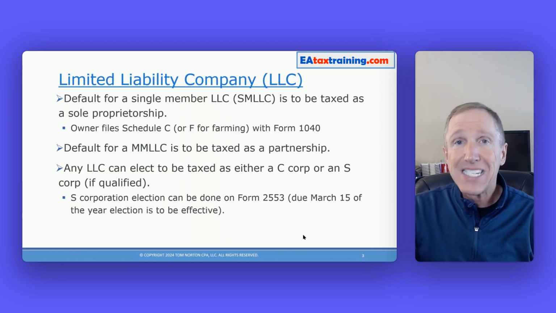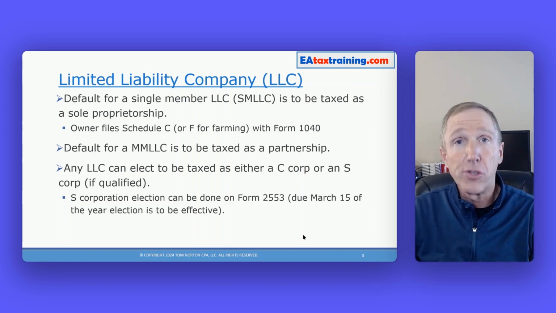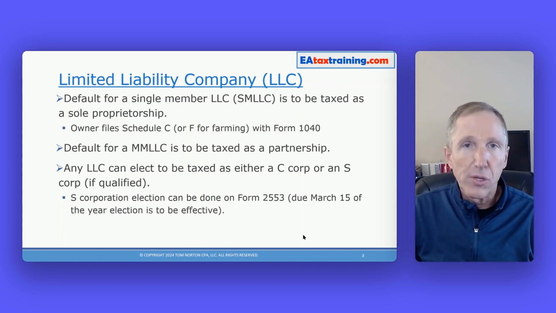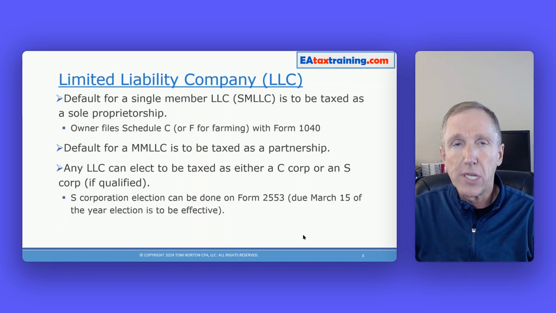So if you have a single member LLC and you don't do anything else, you just get your LLC, you start doing business, comes to the end of the tax year, it's time to file your taxes, you are automatically considered a sole proprietorship and you file Schedule C with your 1040.